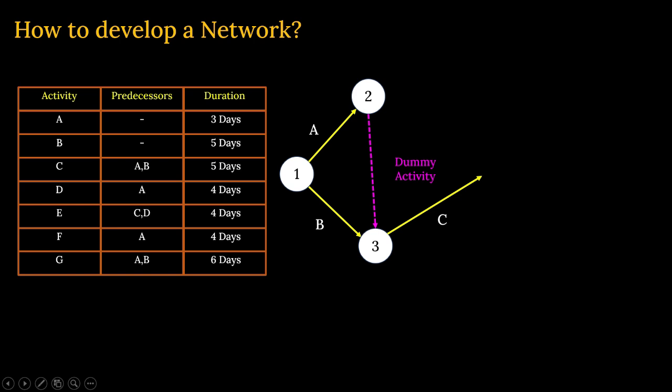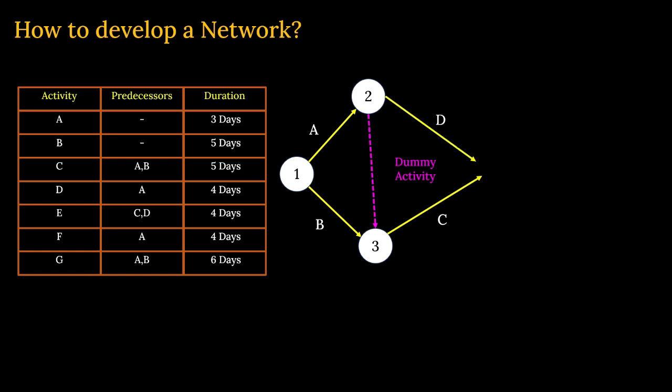So C will start from here. That's why A and B is connected with the dummy activity. And D is now starting from A, where A ended. From there, D is starting.